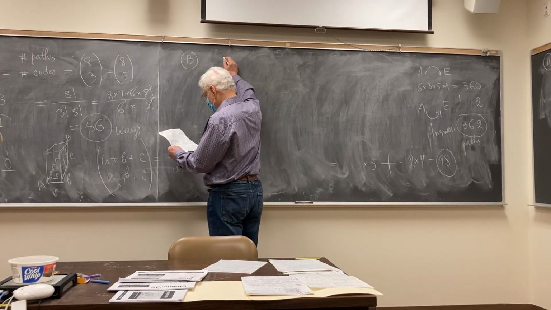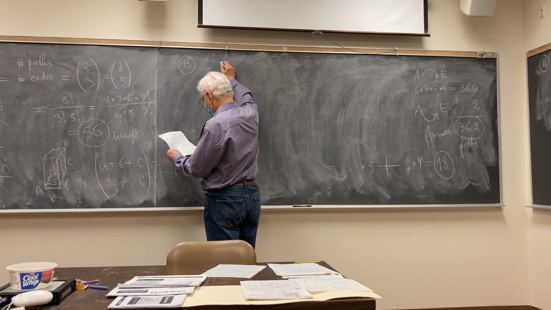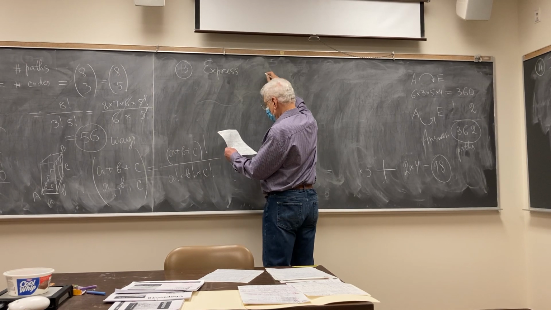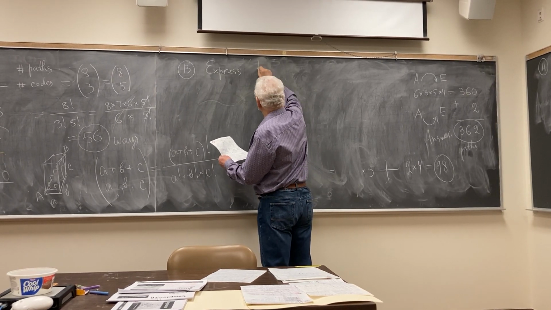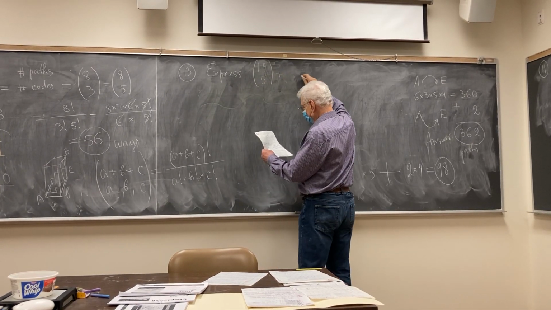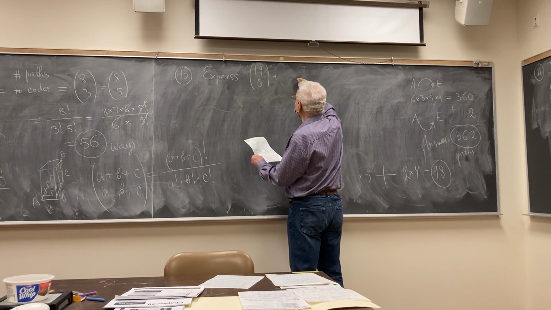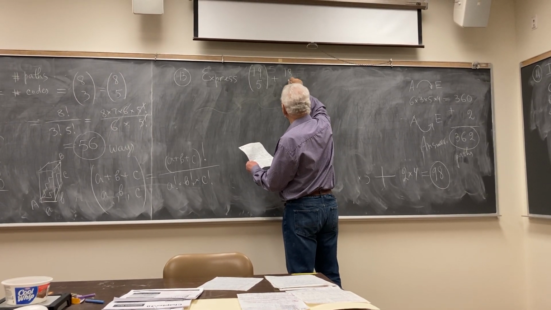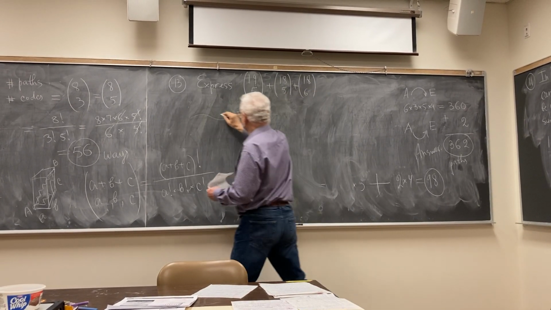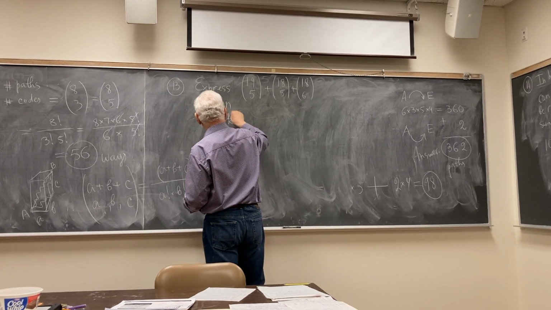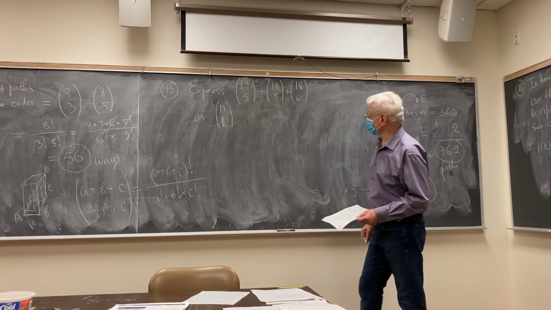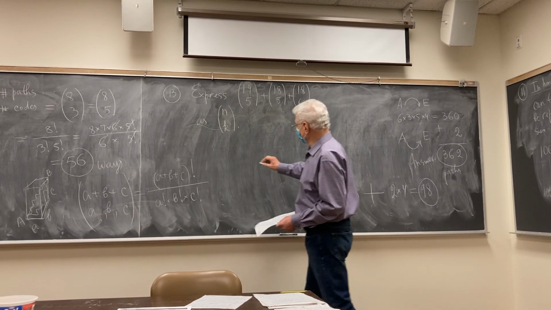Okay, number 13. Let me write. Express 9 choose 5 plus 18 choose 5 plus 18 choose 6 as n choose k. Okay, solution is as follows.